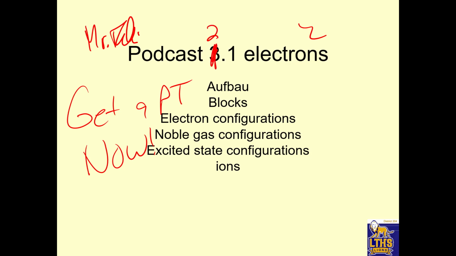We are at 2.1, looking at electrons. We're going to talk about blocks, electron configurations, noble gas configurations, and electron configuration of ions. So it's a lot, so I've got to be quick. Let's get going.